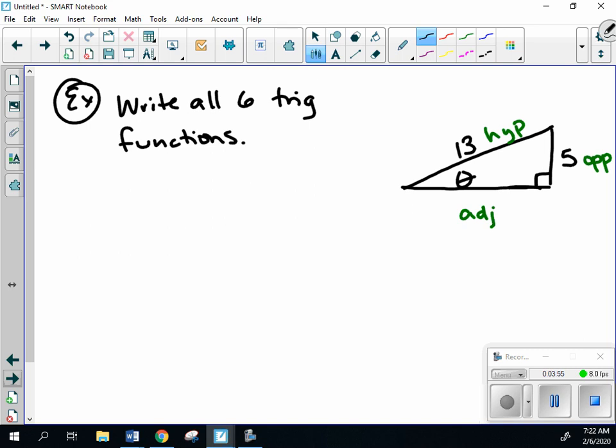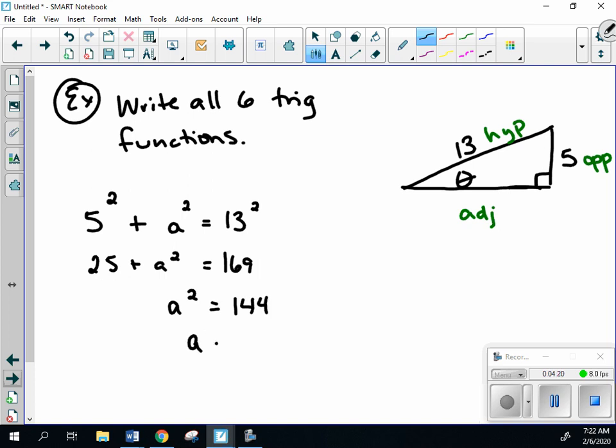But the nice thing is we have a right triangle, so you can use the Pythagorean theorem in order to solve for your adjacent side. Just a refresher, a squared plus b squared equals c squared. I'm going to leave it as a for adjacent. So I've got 25 plus a squared equals 169. Move that over, a squared equals 144. A therefore equals 12. So my adjacent side is 12. Okay, now I can write all of my different trig functions.